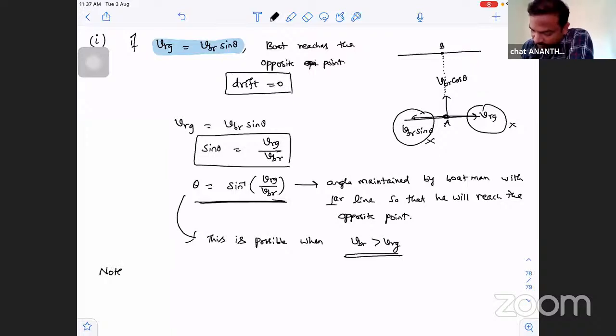So I can make a note here. If boat velocity is less than river velocity, boat velocity is less and river velocity is more. So same as downstream I told you.